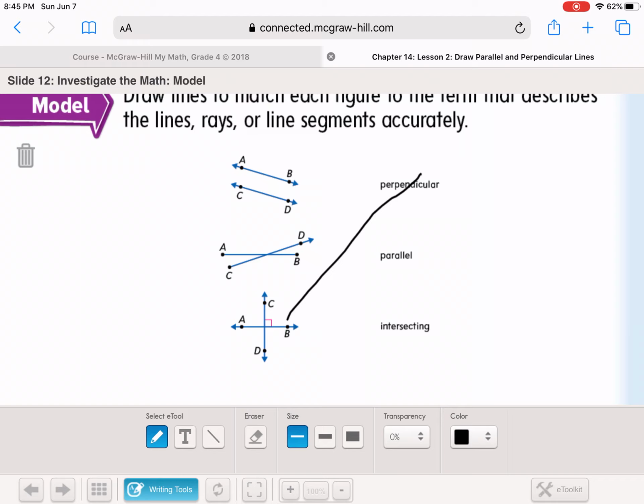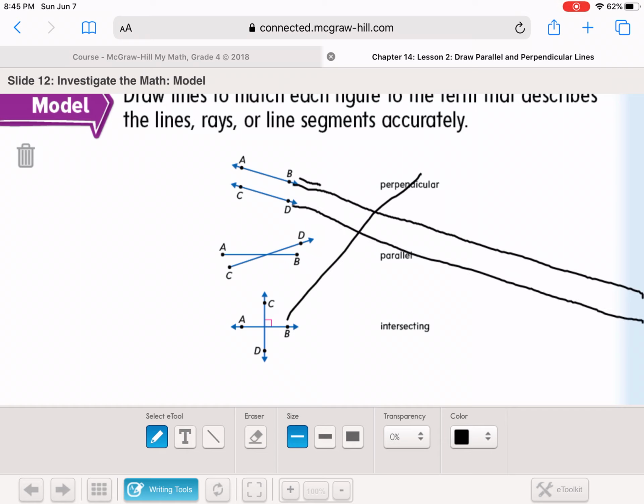It's infinite. So you have to look at this line and decide, if I extend it all the way out, would they ever touch? And if the answer is no, then it's parallel. See the 2 L's in parallel? That's how you know parallel. The 2 L's tell you what parallel lines look like. And then intersecting is just like it sounds, where they intersect with each other.